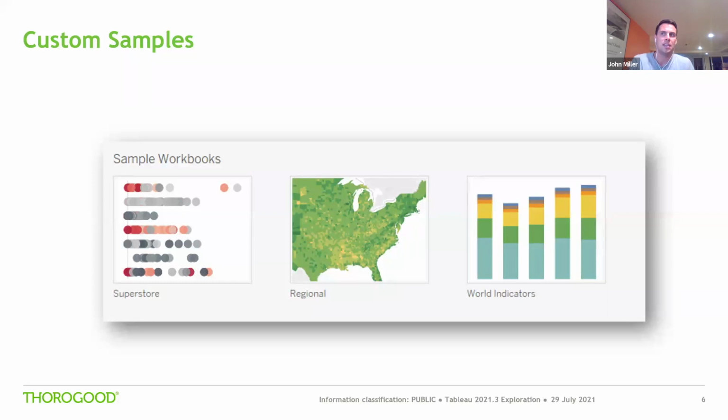But with sample workbooks and sample data sets, you've been limited to Superstore, which probably everyone on this call is familiar with, Regional workbook, and World Indicators workbook. So these are predetermined workbooks that are available, and you can connect to them when you open up Desktop.